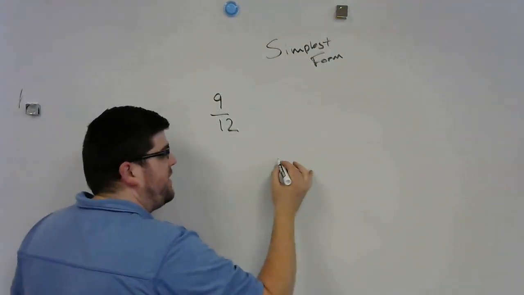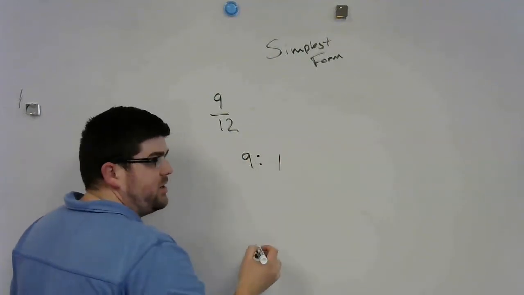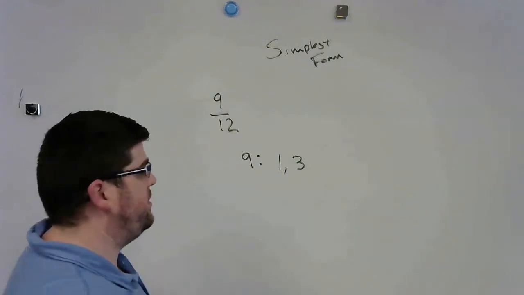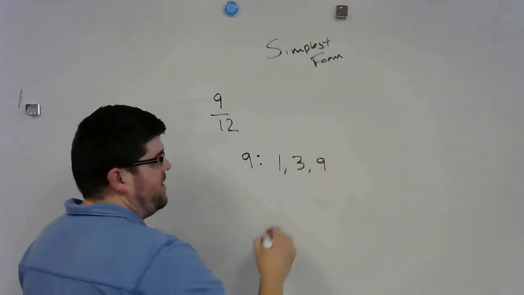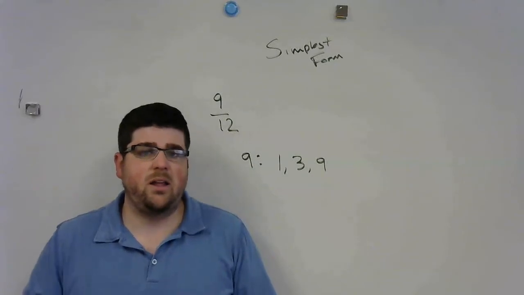So for 9, 1 is a factor of 9. I can do 1 times 9. 3 is a factor of 9. I can do 3 times 3. And 9 is a factor of 9 because I can do 9 times 1. Those are all the numbers that I can multiply together to equal 9.